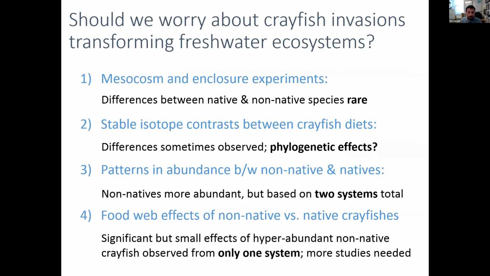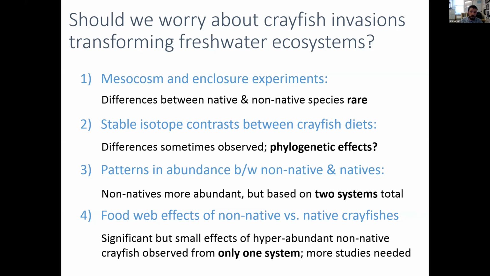in a mesocosm. In terms of contrasting diet between native and non-native crayfish with stable isotopes, sometimes we see no difference in diet between these generalist omnivores. Sometimes we see really big differences. And I might propose that we should look at that in the context of phylogenetic or evolutionary effects. Are things that are less related to each other more likely to differ functionally?